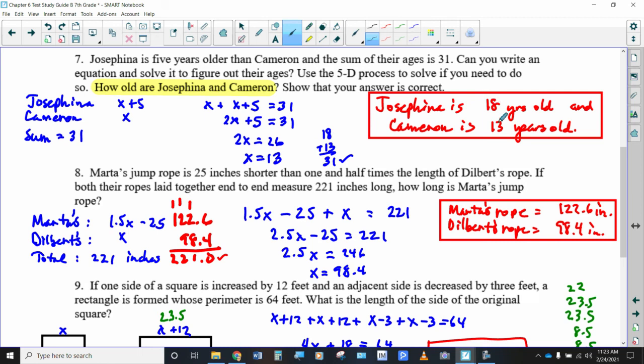And so 18 and 13 are the correct numbers. Now we just have to assign them to the correct person. Since Josephina is 5 years older than Cameron, she must be the one who's 18 and Cameron is 13.